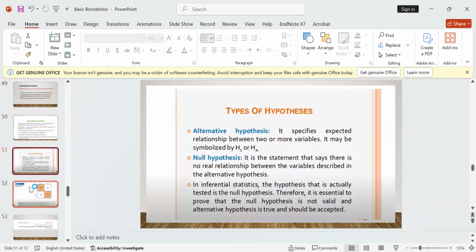Alternative hypotheses specify the expected relationship between two or more variables, and the null hypothesis is the statement that says there is no real relationship between the variables described in the alternative hypothesis. In inferential statistics, the hypothesis that is actually tested is the null hypothesis. Therefore, it is essential to prove that the null hypothesis is not valid and the alternative hypothesis is true and should be accepted.